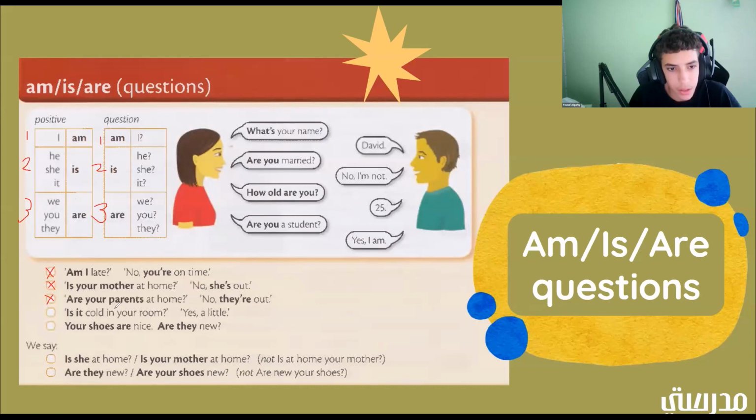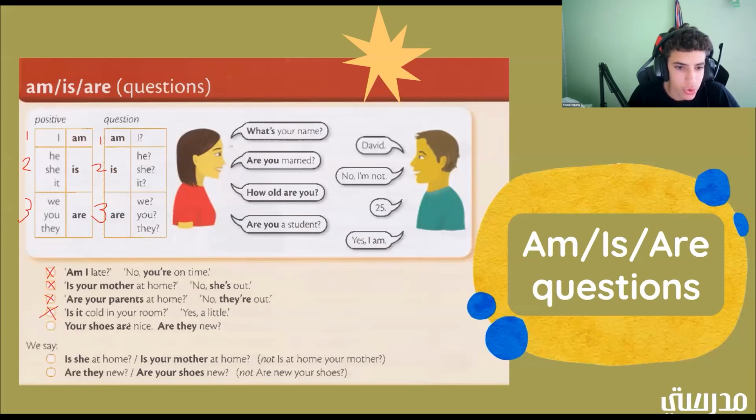Is it cold in your room? We have a question here, and this question is mentioned in the questions group. Which group is it in? Does anyone know? It's 2. Good job. So is it cold in your room? Yes, a little.